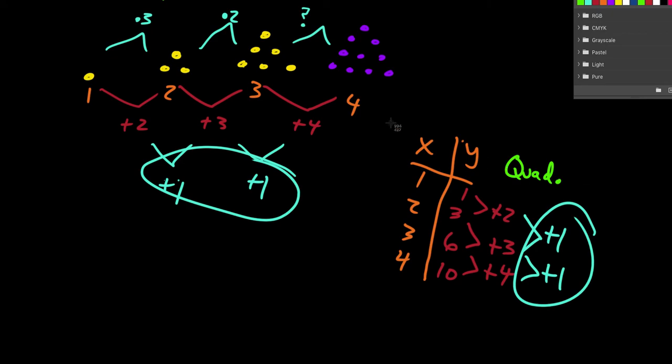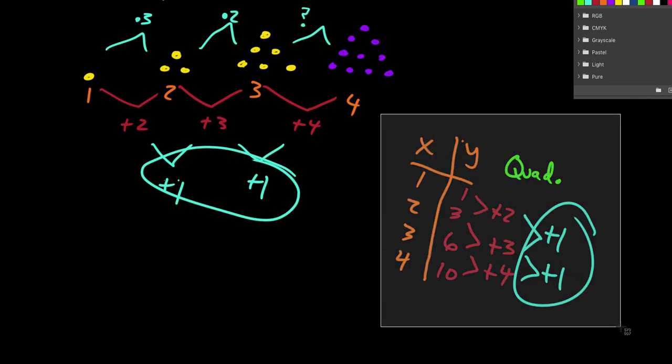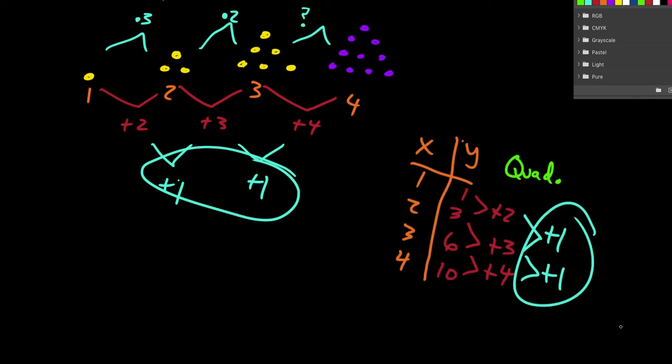Okay, so that's about it for recognizing the 3 types of growth that we're going to talk about in this course. If you have additional questions, please come to Math Lab. Until then, calculate.